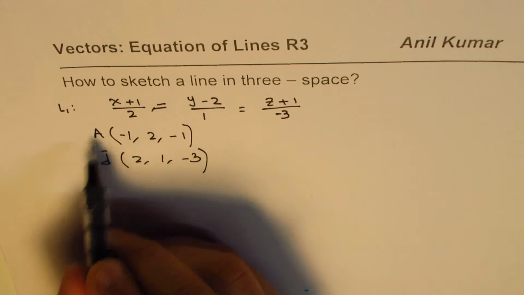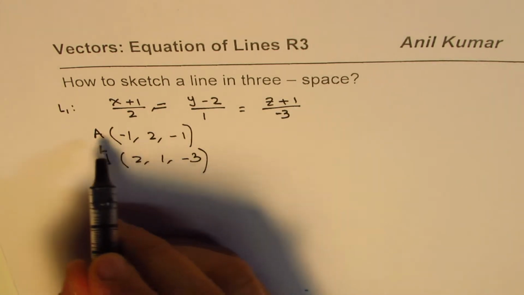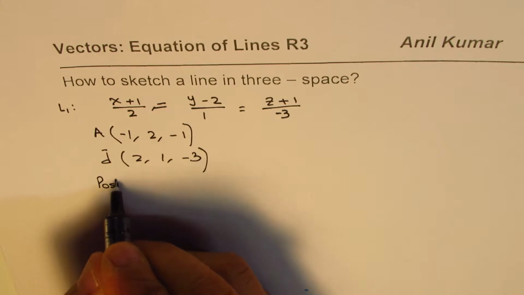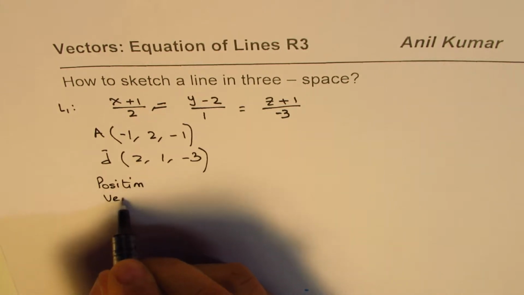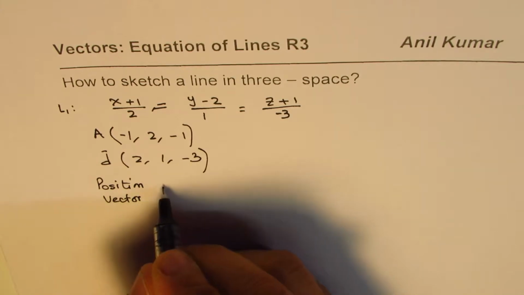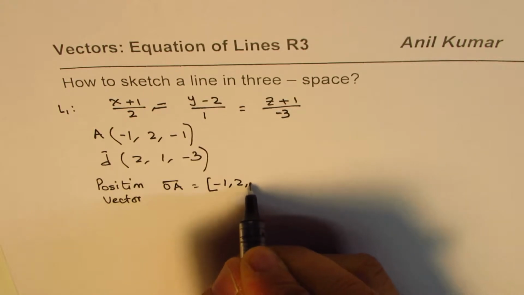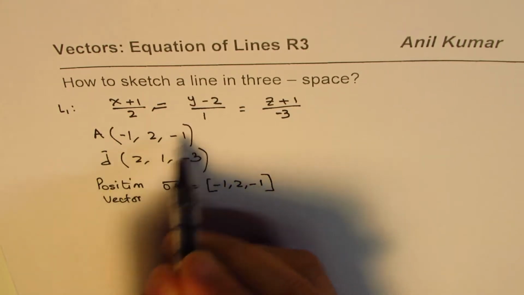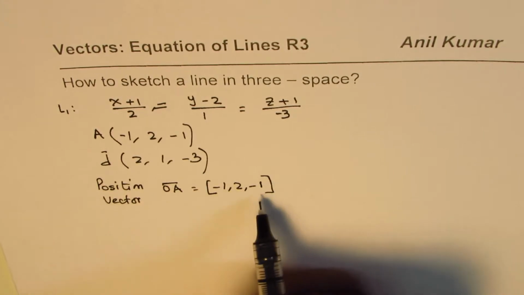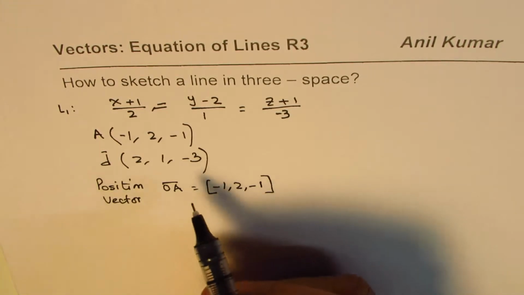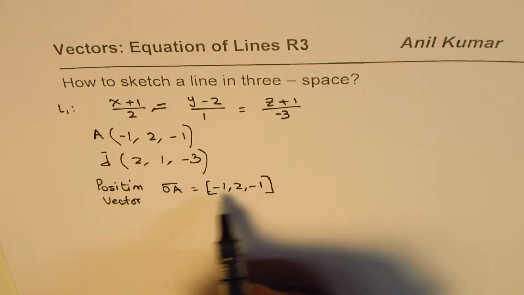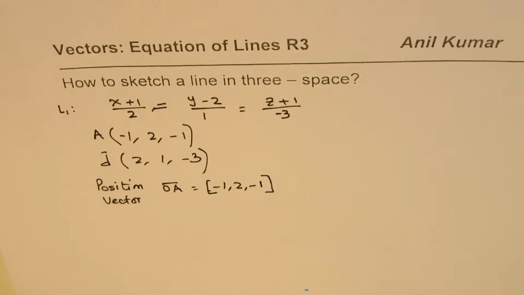Now the point A, we could treat this as a position vector. Position vector is always from the origin, right? So position vector OA, we'll write this as [minus 1, 2, minus 1]. When I write it like this, it becomes a coordinate, but when I write it in square brackets, it becomes a vector. So whenever I write it like this, you treat that as a position vector. These are good things to know. Most of the time, I skip telling them while creating these videos.